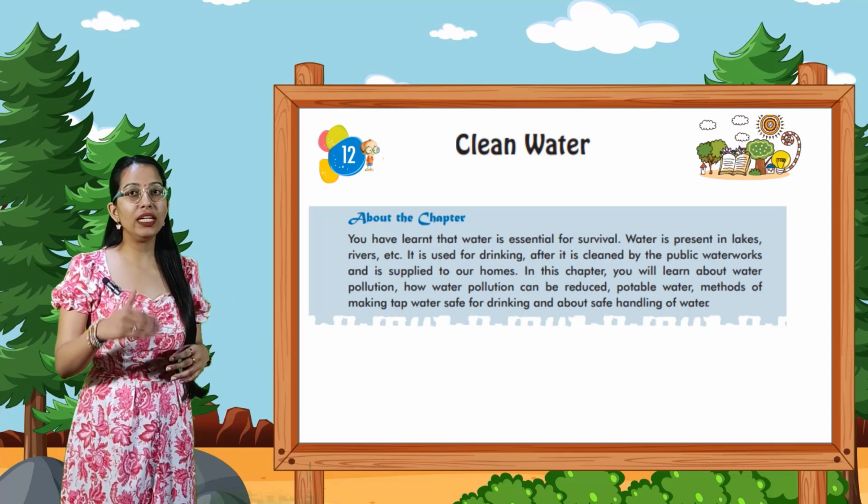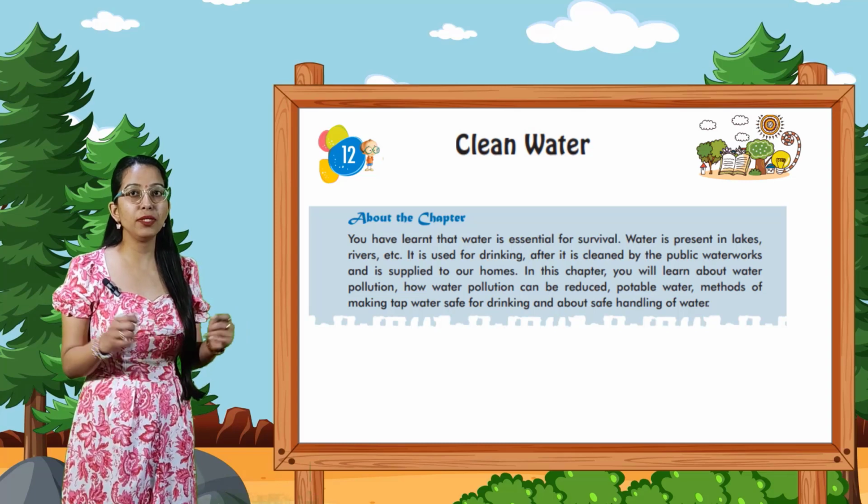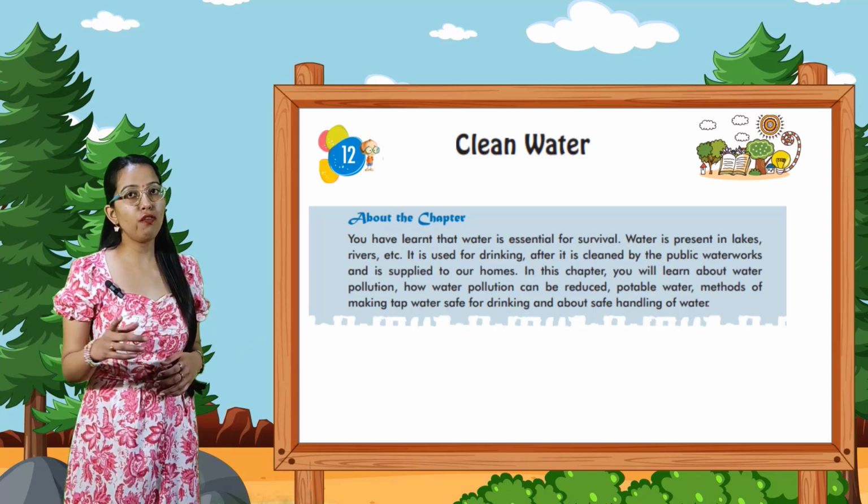In this chapter, you will learn about water pollution, how water pollution can be reduced, potable water, methods of making water safe for drinking, and about safe handling of water.